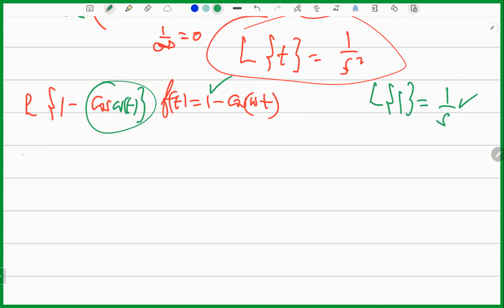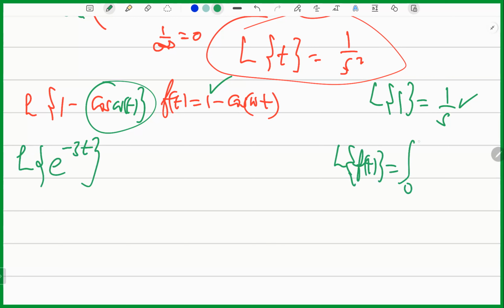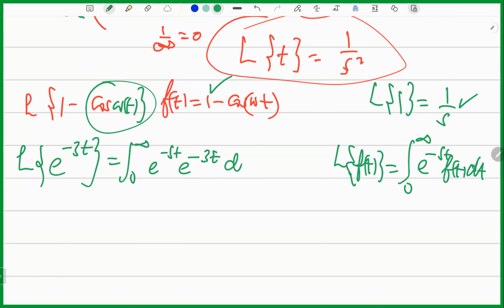The easiest one to do, let's do an exponential function. They can ask you this one. Yes, it can be obtained from the table, but if they ask you e to the minus 3t, what is the answer? We know that the Laplace transform of f of t is the integral from 0 to infinity of e to the minus st f of t dt. This is the formula for the Laplace transform. So what if f of t is e to the minus 3t? Then it is e to the minus st, e to the minus 3t dt.